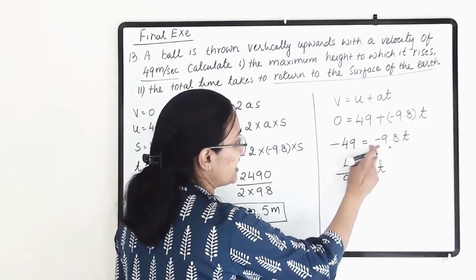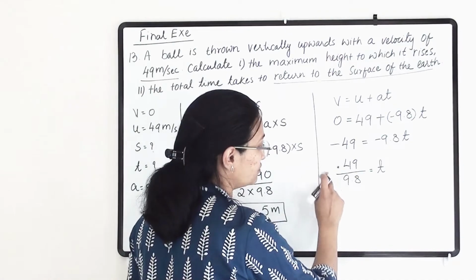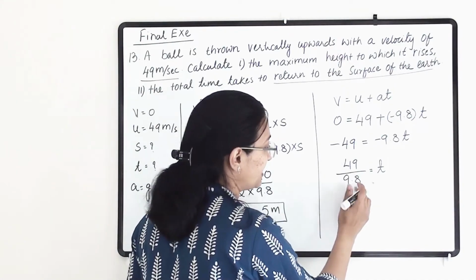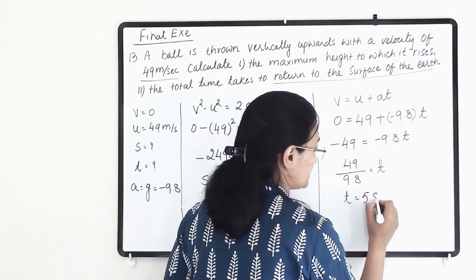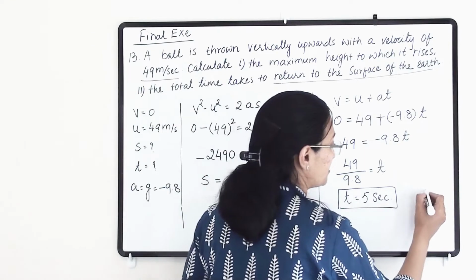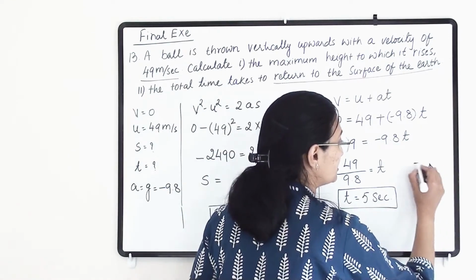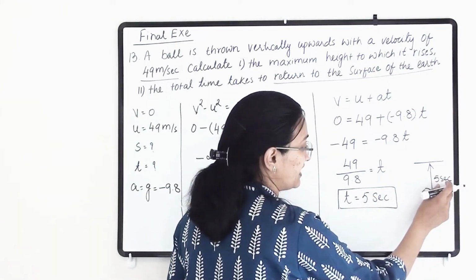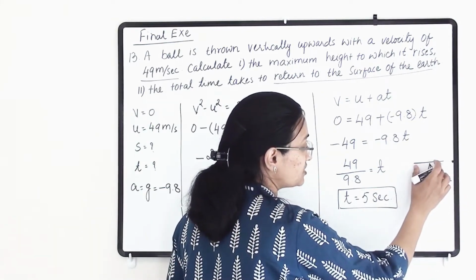Now the negative sign is there on both sides, so this term is going to be positive. Once we divide this, we will get T equals 5 seconds. So time is 5 seconds. But this time is when the ball is reaching the top. So 5 seconds is the time the ball will take to reach the top.